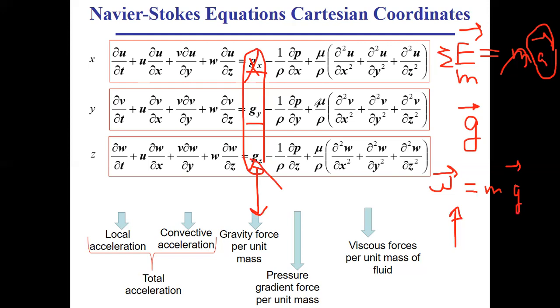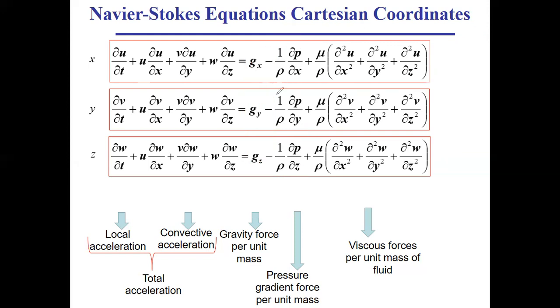Now, the second term is the pressure gradient force per unit mass. As I told you, you have pressure forces. If you put all pressure forces and do the balance, you will see that because of the Taylor expansion, when you do the difference between the pressure forces, the terms that remain, after simplification, will be minus 1 over rho del p by del x along x, minus 1 over rho del p by del y along y, and minus 1 over rho del p by del z along z. So these are the pressure gradient forces per unit mass.